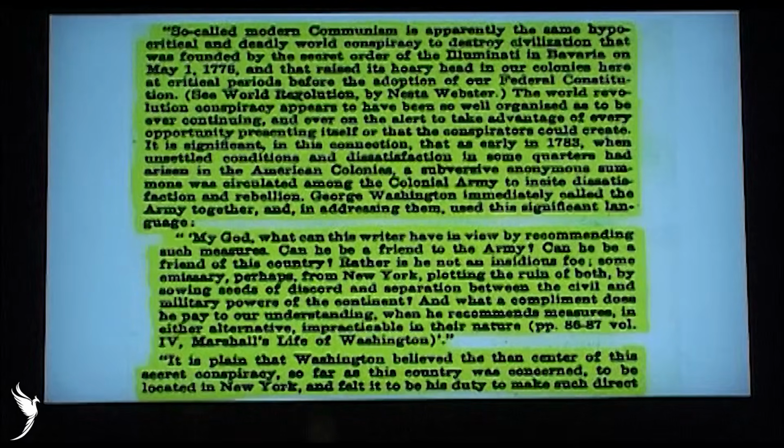He goes on to say, quote, "It is plain that Washington believed that the center of this secret conspiracy, so far as this country was concerned, to be located in New York, and felt it to be his duty to make such an allusion. While the center of such conspiracy, so far as this country is concerned, has continued to use New York as its base, up to the present time it is very apparent that in recent times New York has held and is now holding the center of the stage for communist activities in this country."